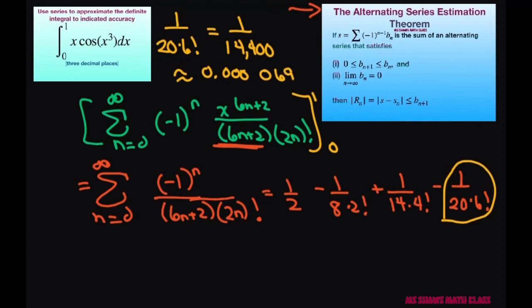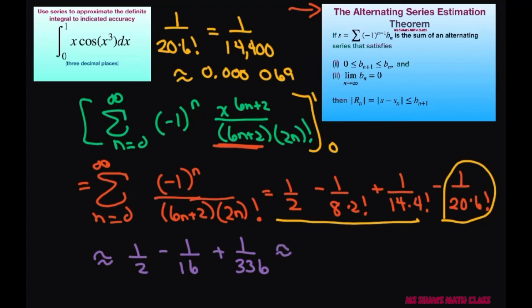All right, so let's just do these three here. And when you do those, this is going to be approximately 1/2 minus 1 divided by 16 plus 1 divided by 336. And that's going to be approximately 0.440, correct to 3 decimal places by this alternating series estimation theorem.